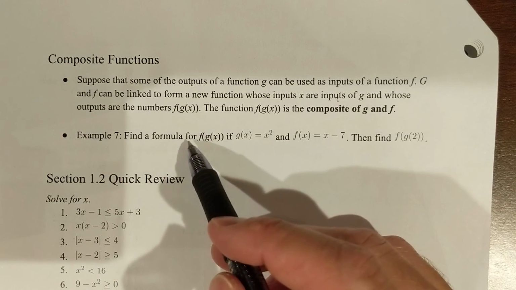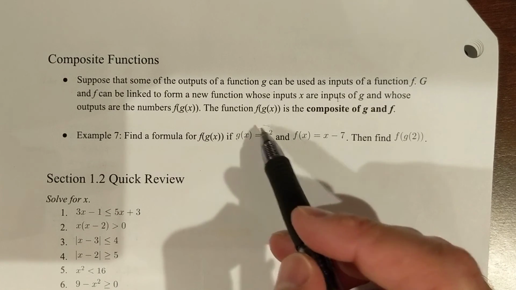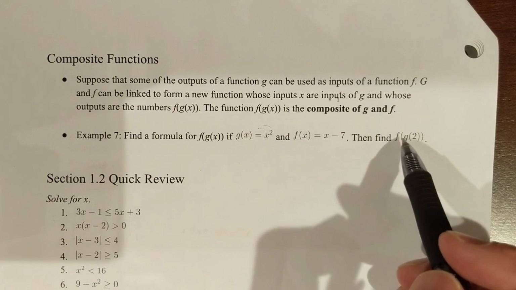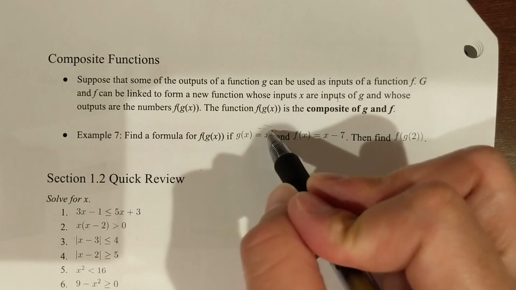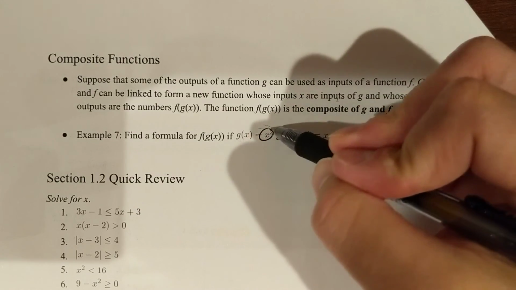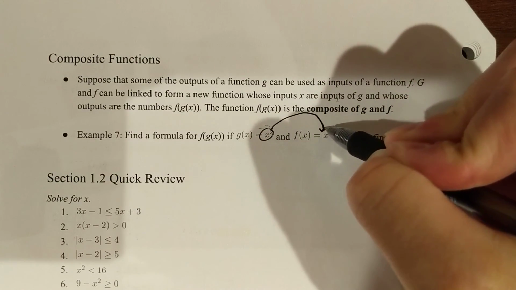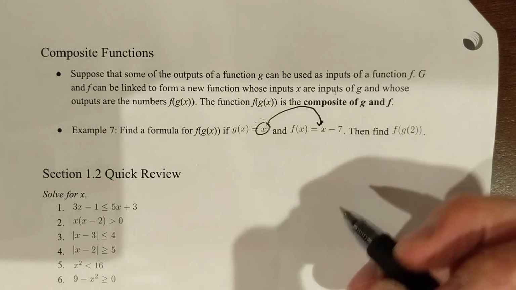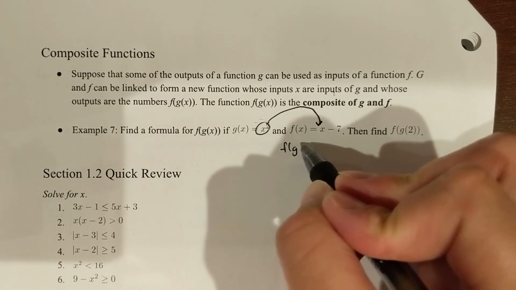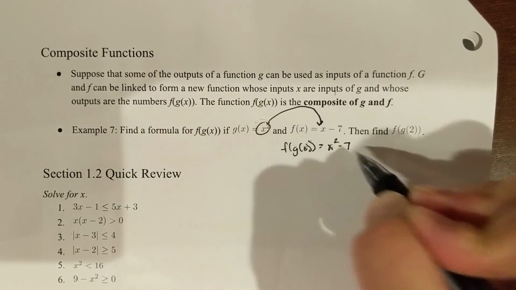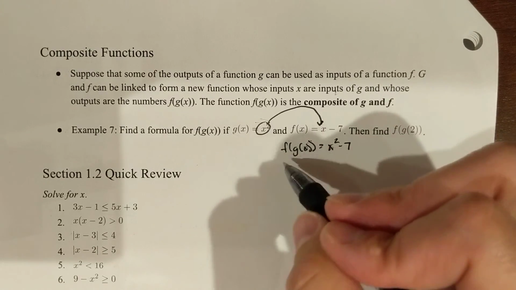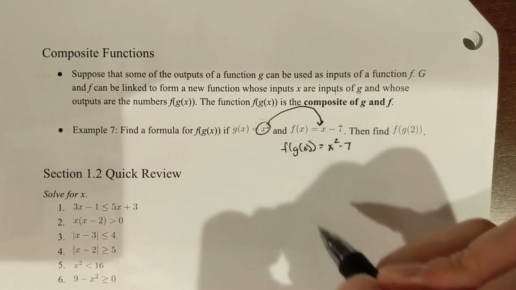Find the formula for f of g of x. There's the equation for g of x, there's the equation for f of x, and then find f of g of 2. So f of g of x means this equation replaces the x in the f equation. So f of g of x would mean you would do x squared minus 7. If it was g of f, this x minus 7 would replace that x.